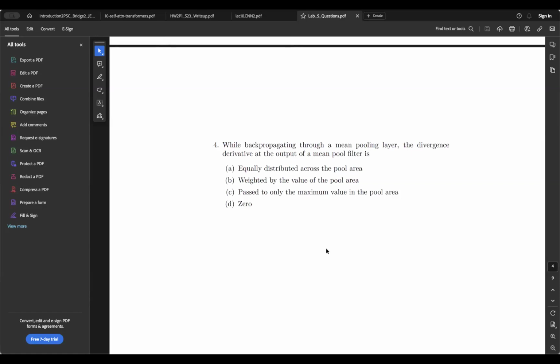So the first option is it's equally distributed across the pool area. The second one says it's weighted by the value of the pool. So for example, if the elements within the input were 1, 2, 3, and 4, and we're using a 2 by 2 region, weighted by value means that if the value in the input was 2, it will get more of the output compared to a value of 1. So that's what this option means. The third option is pass to only the maximum value in the pool area, which is the region that we are considering for mean pooling. And the last one is 0. So what do you think is the answer in this case?